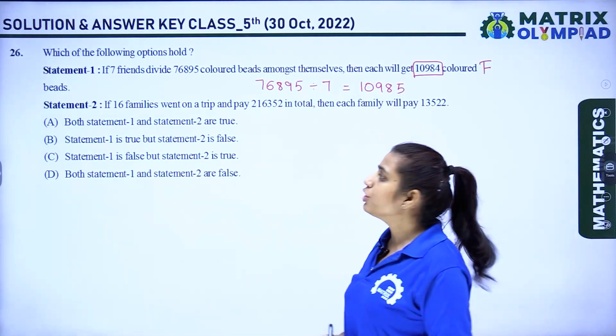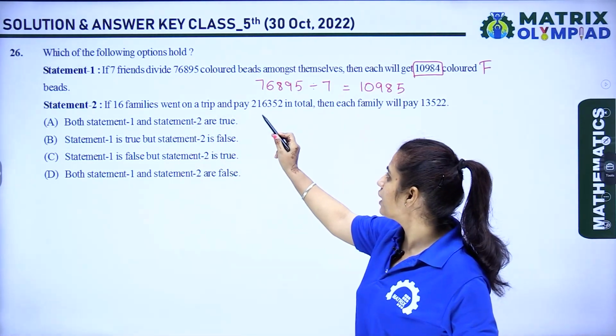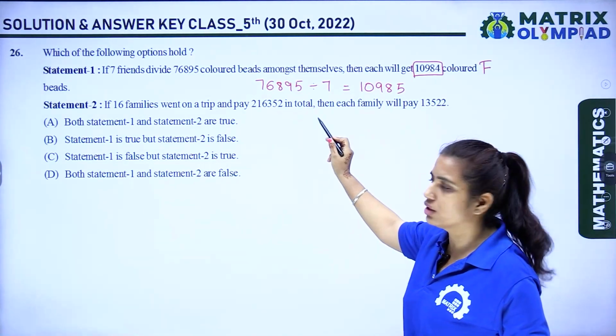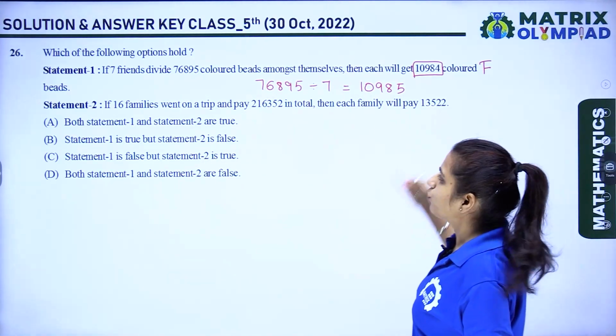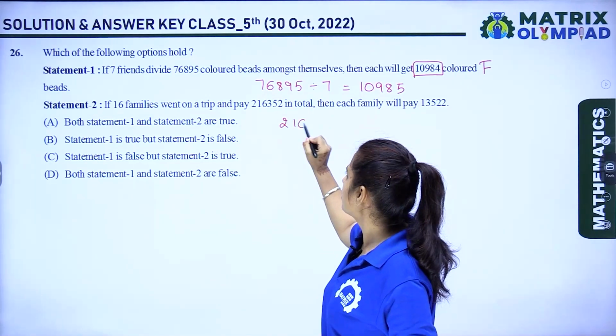Now statement 2 is, if 16 families went on a trip and paid 2,16,352 in total, then each family will pay 13,522. Let's divide this amount among 16 families.